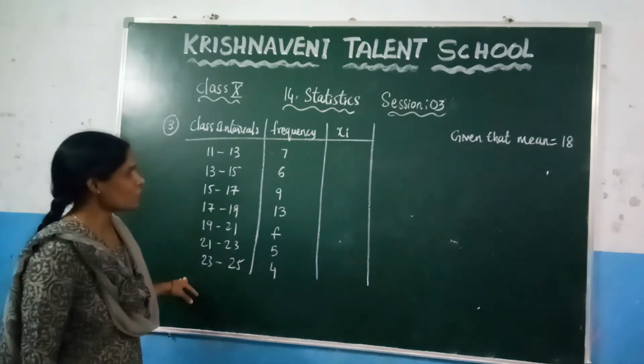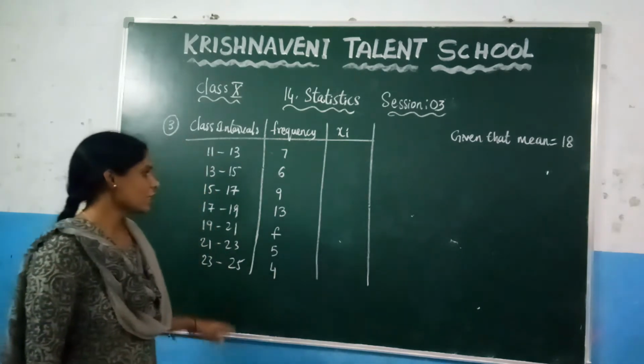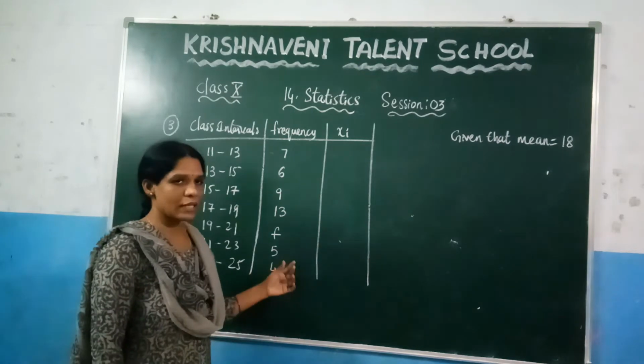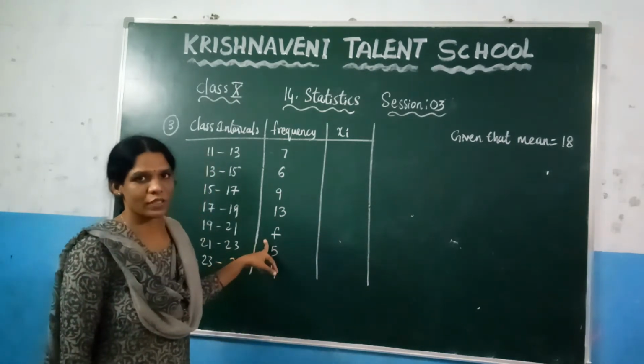In this session, we are going to discuss exercise 4.1, the third question. What's the third question given here? This data is given, and they have given the mean value, which is 18. You need to find the value of f here.